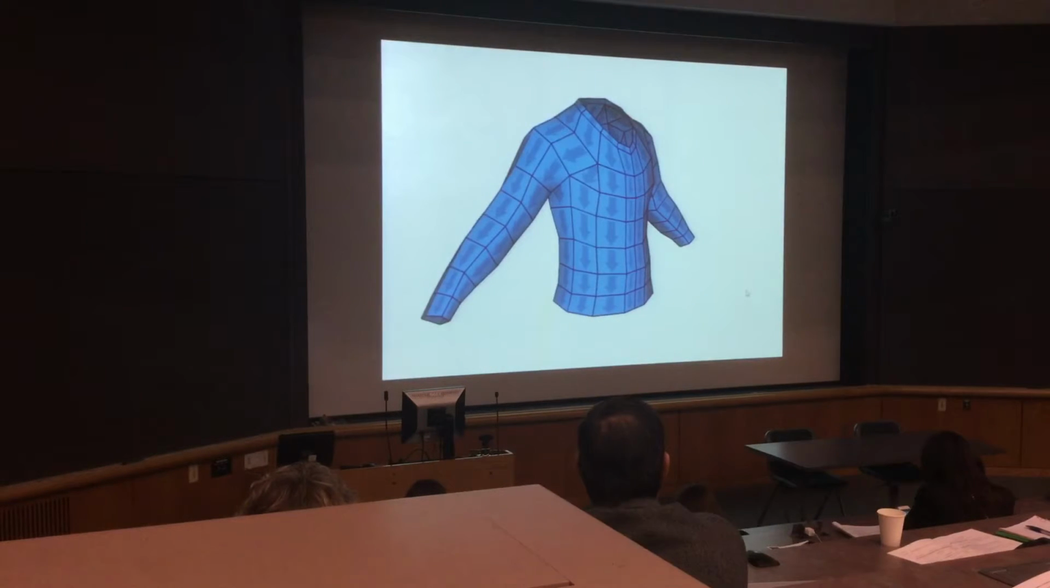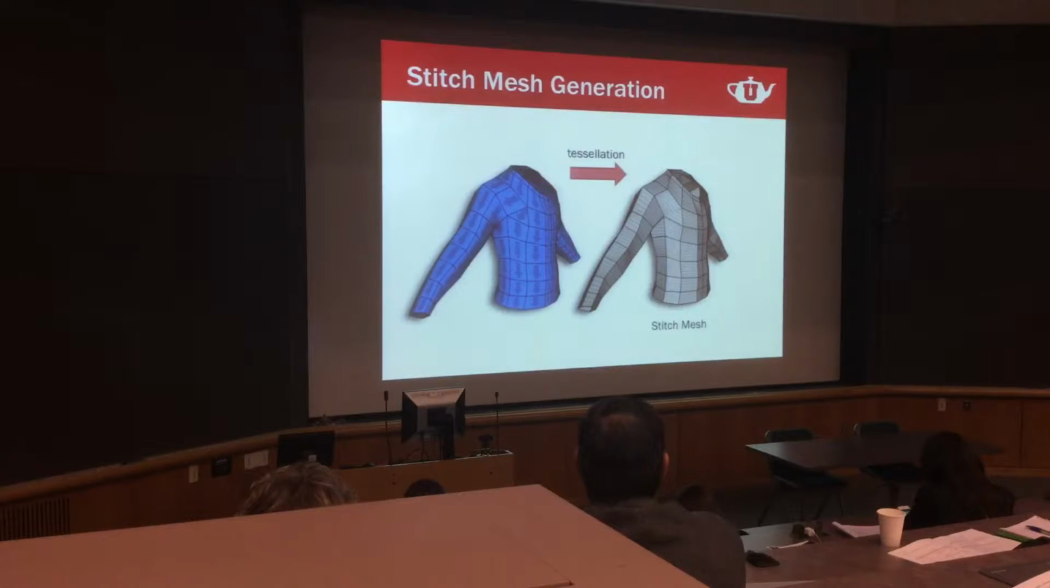So after the labeling process, we tessellate the mesh to generate our initial stitch mesh. At this point, the size of a face, for the stitch mesh that is, corresponds to the size of a stitch.